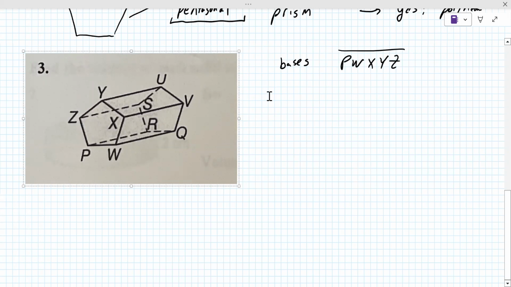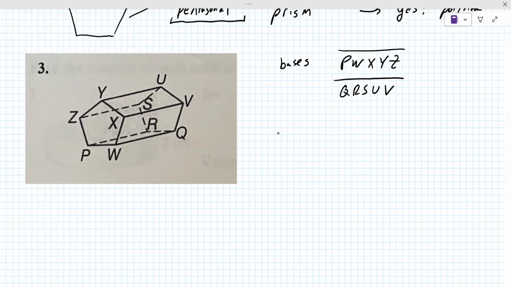I'm not sure. I do know that it could be the other one as well, because to your point, if it's PRQW, well, then it could be XWQV. Who's to say what this is actually resting on? We can't tell. So that might be something to get clarity on in class. QRSUV, like that.